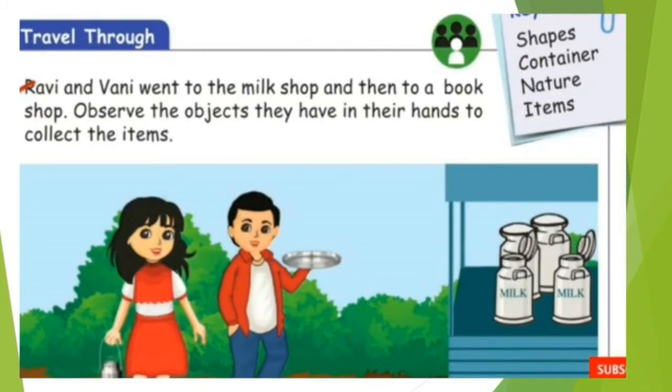Let us see shapes and nature of objects. Ravi and Vani went to the milk shop and then to the book shop. Observe the objects they have in their hands to collect the items. First they are going to a milk shop. So see the objects what they are having in their hands to collect the milk.